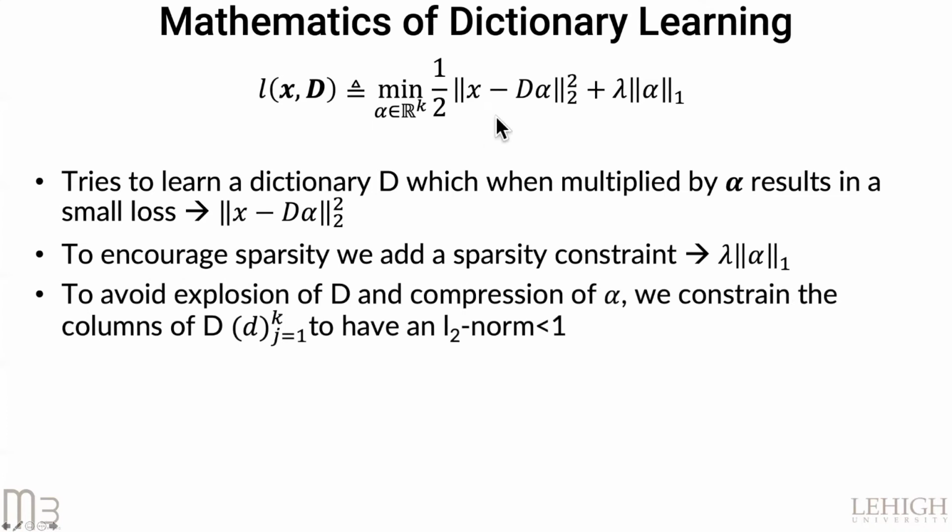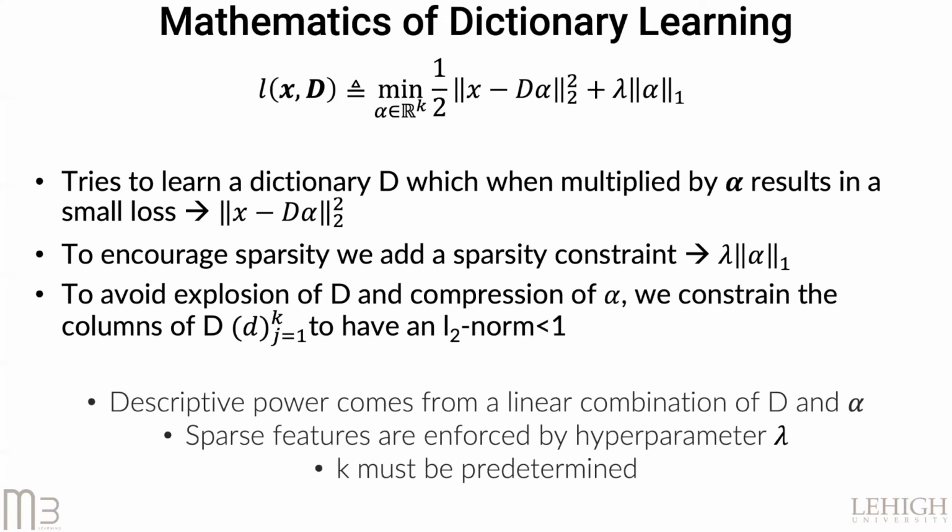To avoid explosion of this dictionary value to compensate for alpha, you then have to add a L2 norm constraint to be less than 1 so that the sparsity effect actually comes into play. If we analyze what, from a mathematical standpoint, this function is actually doing, its descriptive power comes from a linear combination of D and alpha, and then the sparsity is enforced by the lambda parameter. The key bias that is implied in this method is that k must be predetermined. So we must need to know ahead of time how many different dictionaries we want to learn.